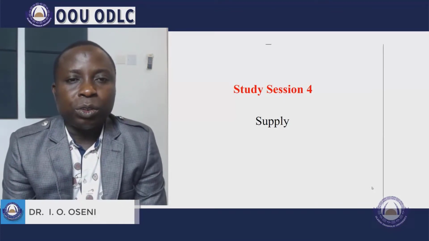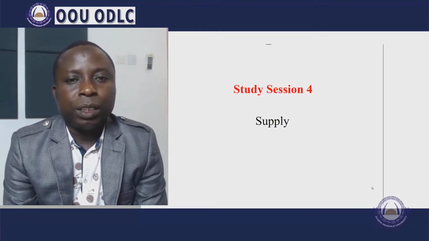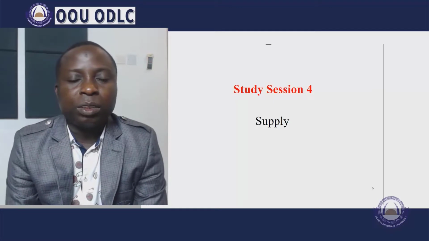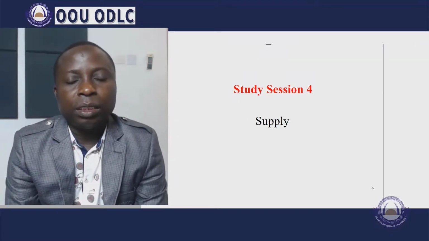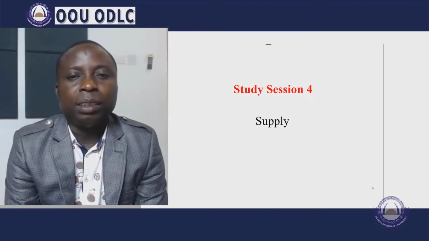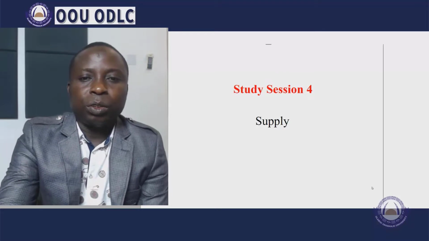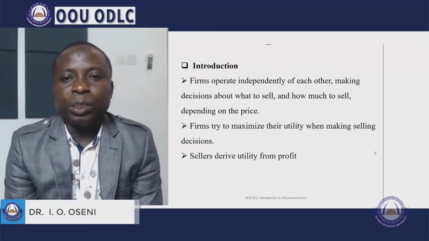Today we are moving to study section 4. Last time we discussed study section 3, basically the demand. Today we'll be moving to the supply aspect of it. Supply relates directly with firm.